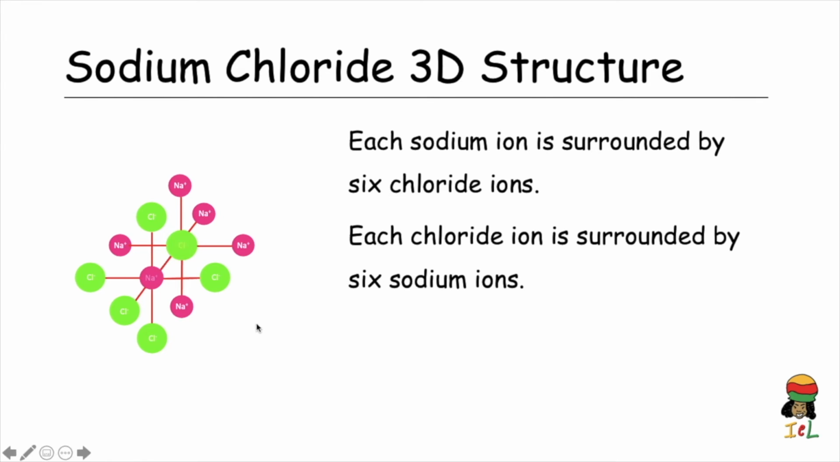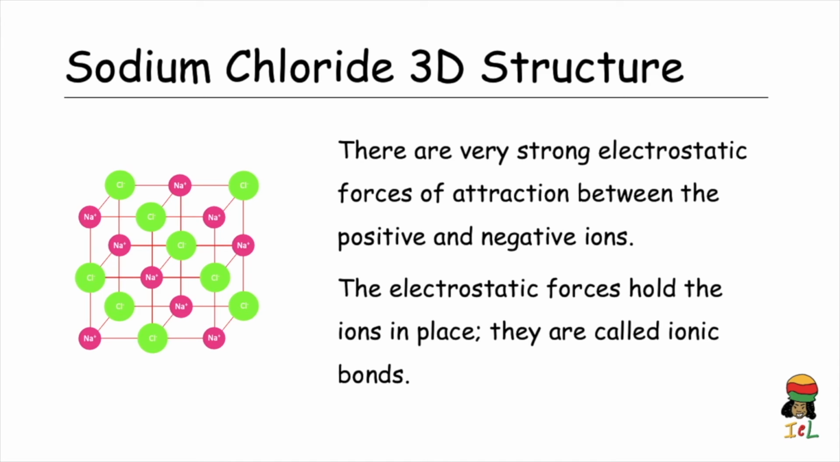So looking at that chloride ion that's blinking there, we have 1, 2, 3, 4, 5, 6 sodium ions surrounding the single chloride ion. The ions of the sodium chloride lattice are held together by very strong electrostatic forces of attraction between the positive and the negative ions. The electrostatic forces hold the ions in place, and they are also the ionic bonds.